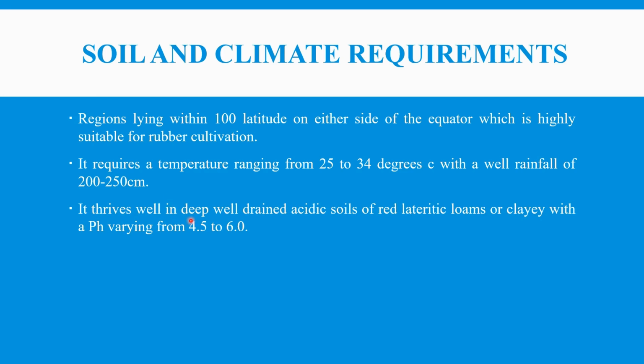If we see the soils, mainly they are well drained, acidic soils such as red laterite loams or clayey soils, with a pH varying from 4.5 to 6. These are the climate and soil requirements for the rubber plantation.